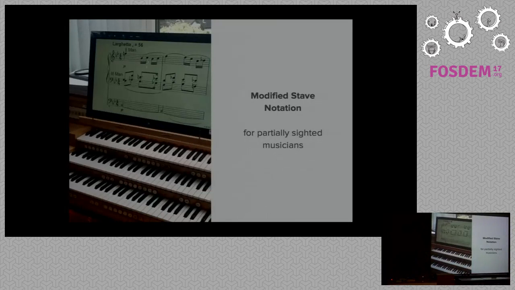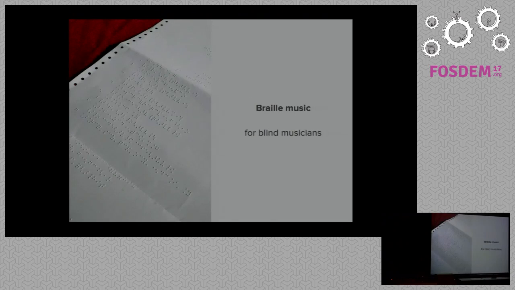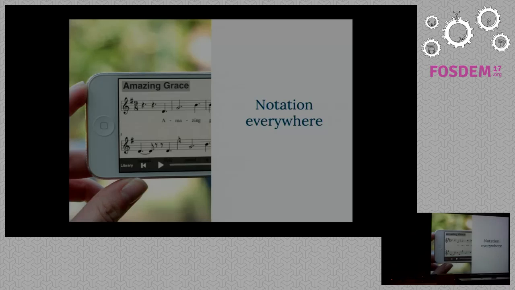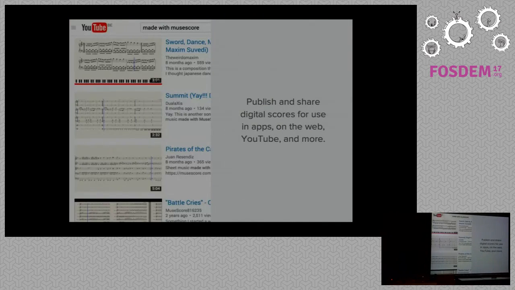Once you have the semantic score, you're able to enlarge it, change the fonts, and make something called modified stave notation. Or you can color different notes for people with reading disabilities like dyslexia. We can even output Braille as well for blind musicians. And of course, once you have the digital file, you're able to enjoy the music on a range of different devices and publish it on various different platforms.